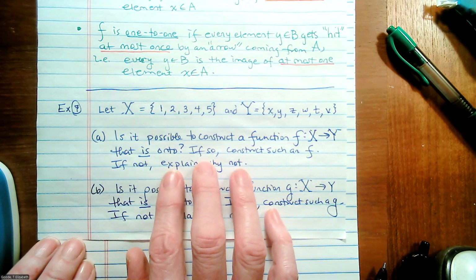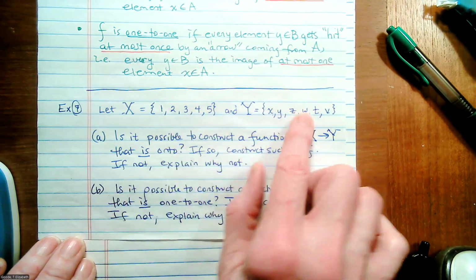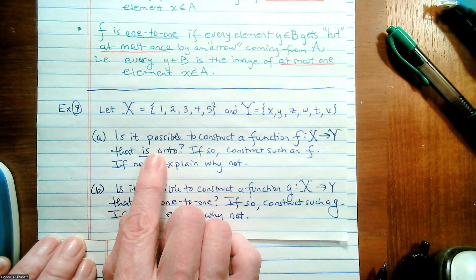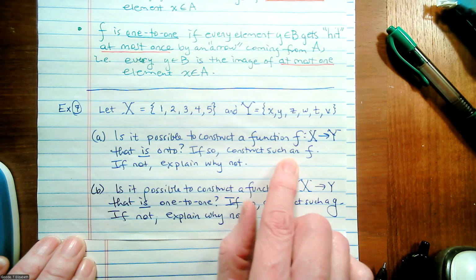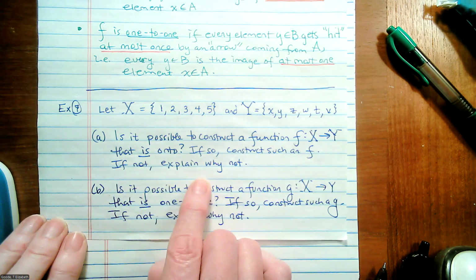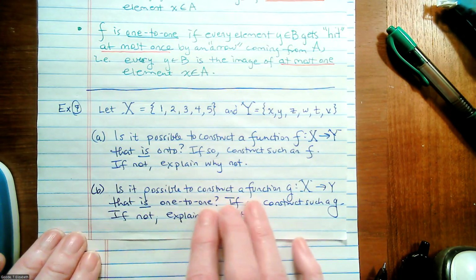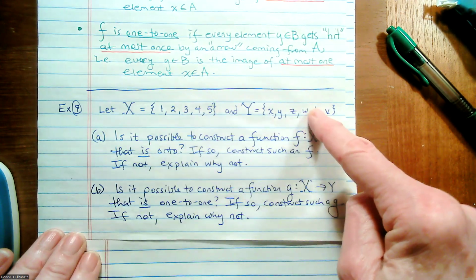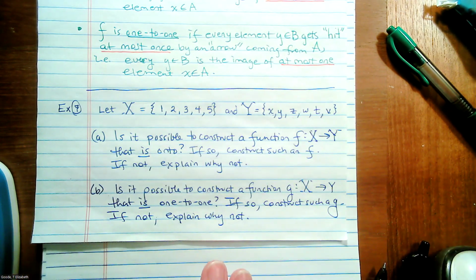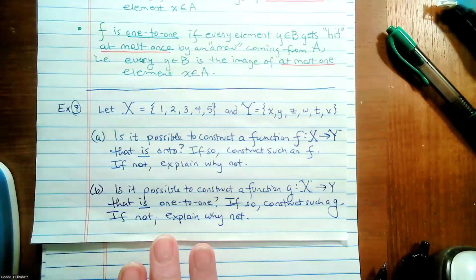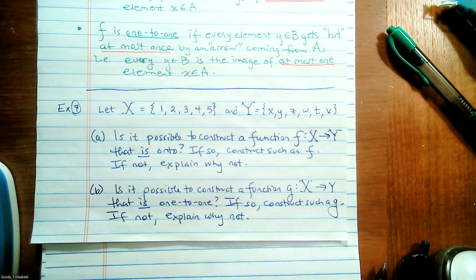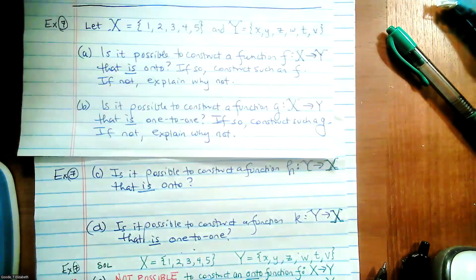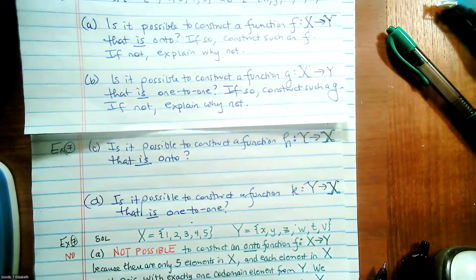Is it possible to construct a function f from X to Y that's onto? If so, do it. Construct such an f. That means give me the ordered pairs. If not, explain why not. And is it possible to construct a function G from X to Y that's one-to-one? If so, construct such a function G, but if you can't, explain why not. And the other 2 questions that go along with this are in the last page of the extra notes.